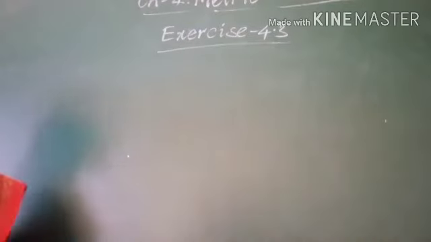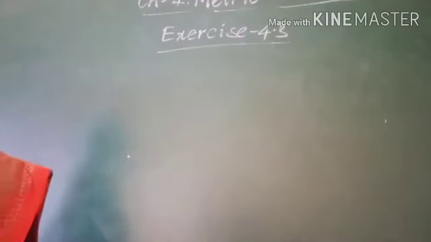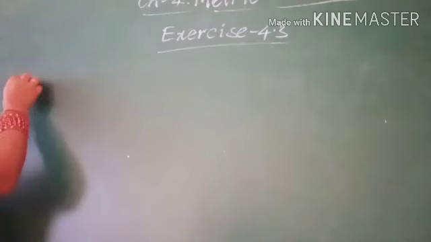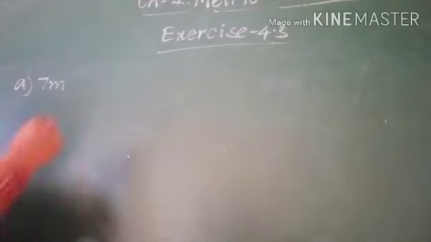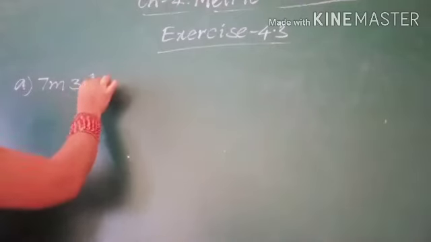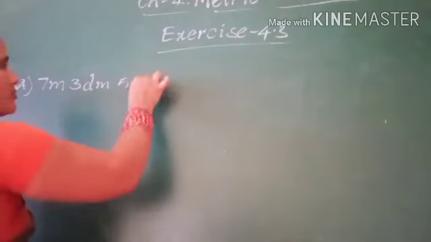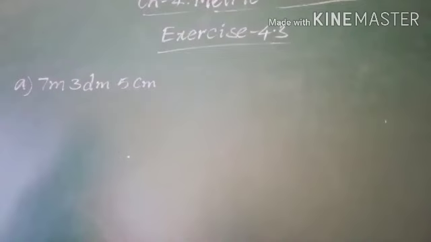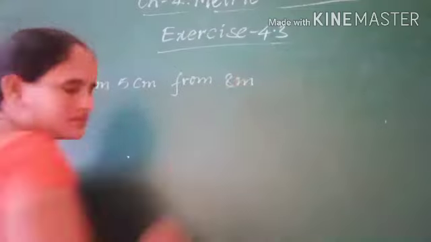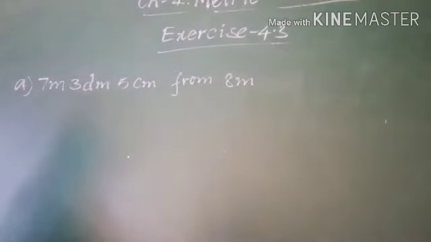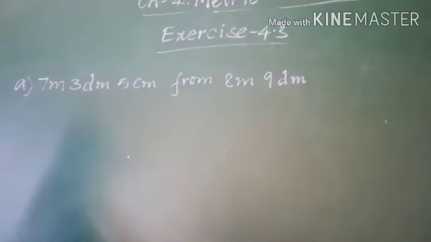In the second Roman numeral, subtract the following metric measures and write the difference in both the ways. First you do the first sum: 7 meters, 3 decimeters, 5 centimeters from 8 meters, 9 decimeters, 3 centimeters.